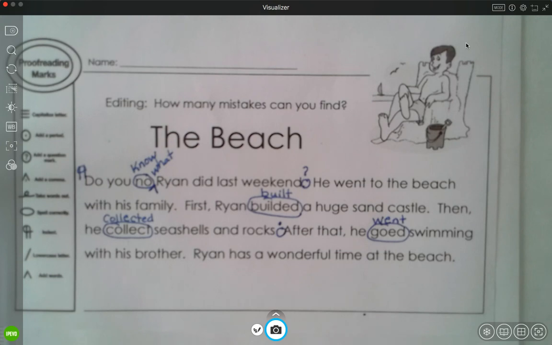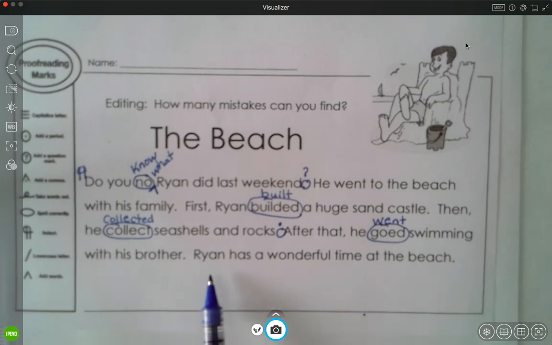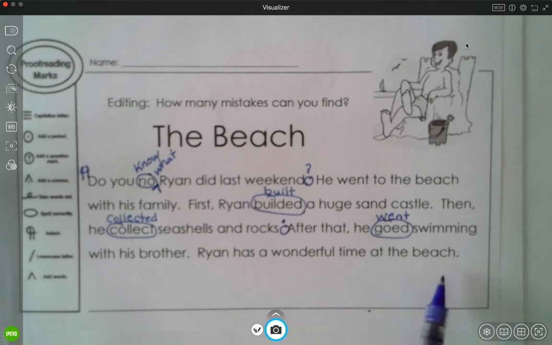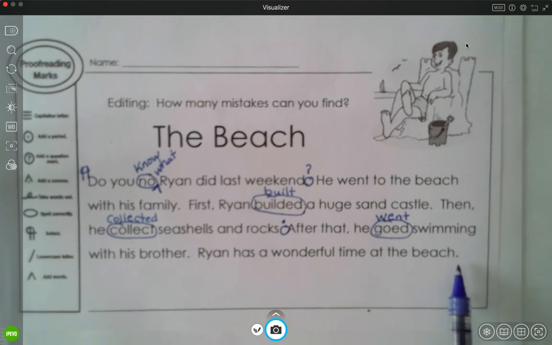All right. Our final sentence. Ryan has a wonderful time at the beach. Now, I think that sentence has a capital at the beginning. It has a punctuation, a period at the end. All of the words are spelled correctly, and it even sounds right.